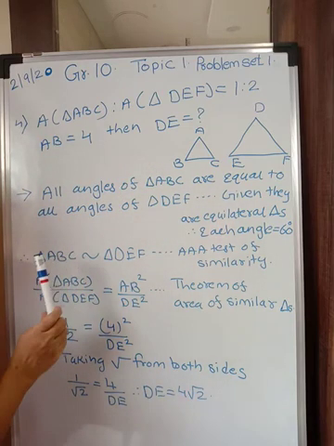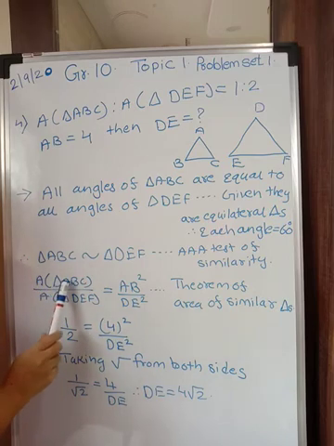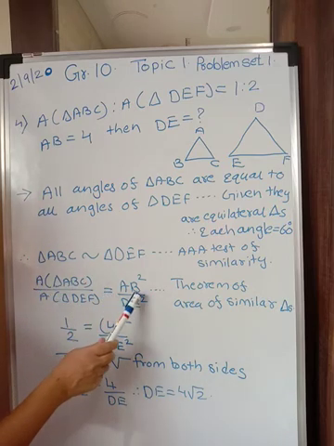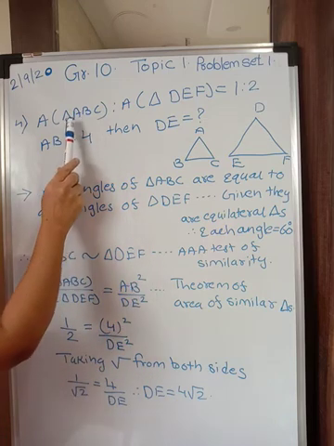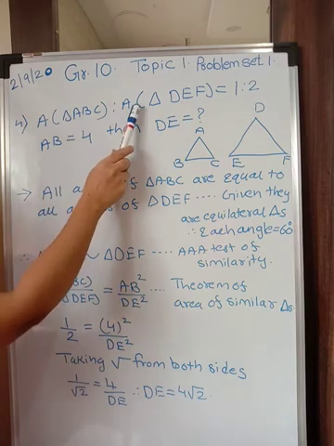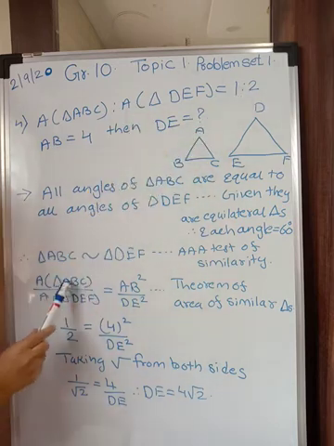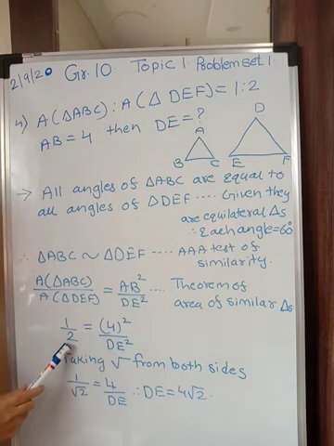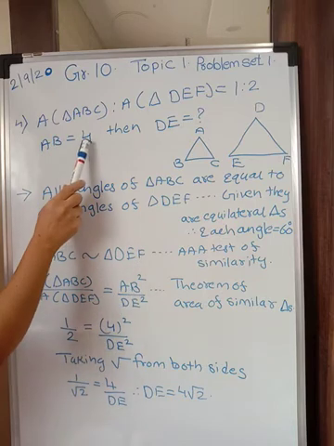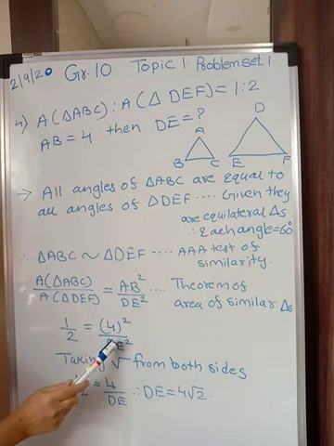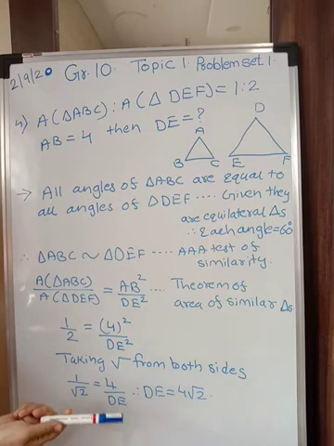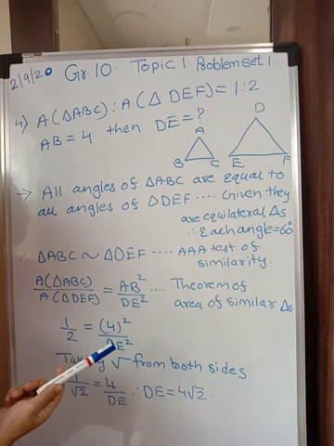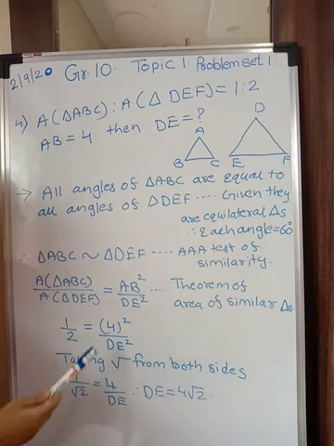Now once the triangles are similar, we know the ratio of their areas is equal to the ratio of the squares of their corresponding sides. Now we have already been given the ratio of areas of the 2 triangles is 1:2. So I am substituting for the ratio as 1/2. AB is already given as 4. I am substituting 4 over here upon DE square. Corresponding sides I am taking as it is. All angles are same. An equilateral triangle means all sides also will be same. So AB square upon DE square.